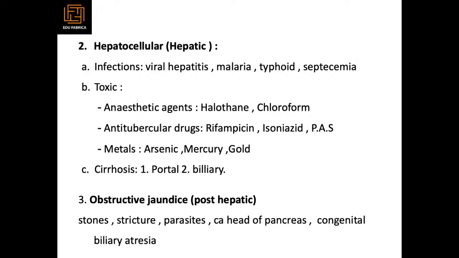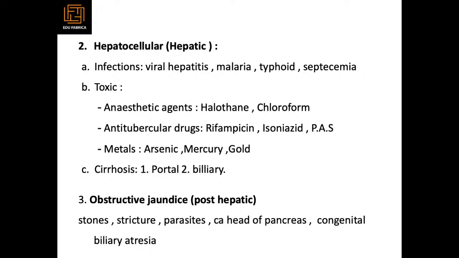Then there is hepatocellular, that is hepatic jaundice. In this, the causes are infection like viral hepatitis, malaria, typhoid or septicemia, and toxic causes. Anesthetic agents like halothane and chloroform, or antitubercular drugs like rifampicin, isoniazid and PAS are used, and metals like arsenic, mercury and gold. And cirrhosis, which could be portal and biliary.